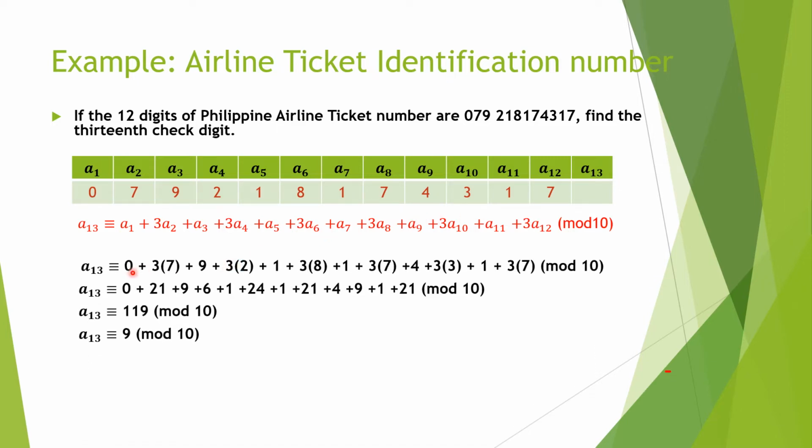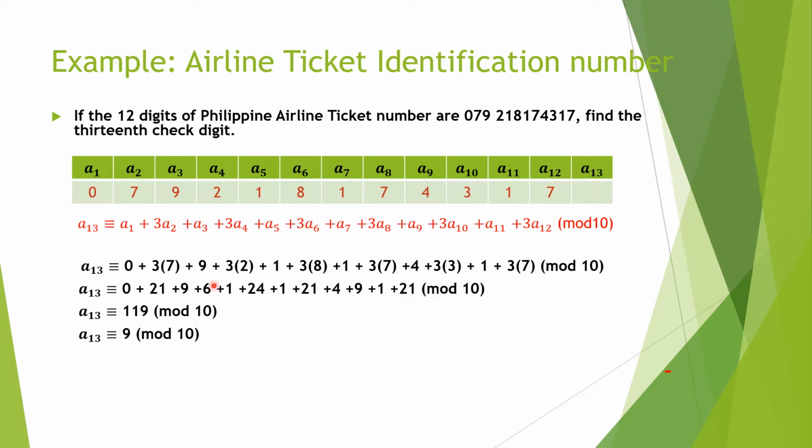Since we have the values of A sub 1 up to A sub 12, we substitute them. So we have A sub 13 is congruent to 0 plus 3 times 7 plus 9 plus 3 times 2 plus 1 plus 3 times 8 plus 1 plus 3 times 7 plus 4 plus 3 times 3 plus 1 plus 3 times 7 modulo 10. Then perform the indicated operations. So A sub 13 is congruent to 0 plus 21 plus 9 plus 6 plus 1 plus 24 plus 1 plus 21 plus 4 plus 9 plus 1 plus 21 modulo 10.